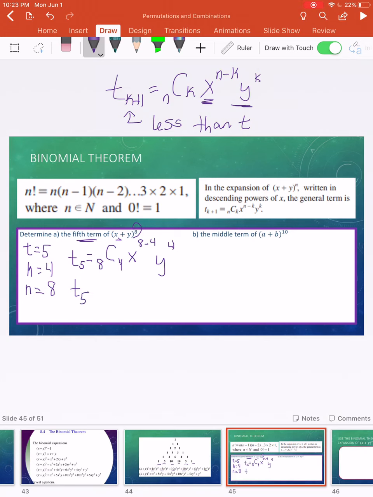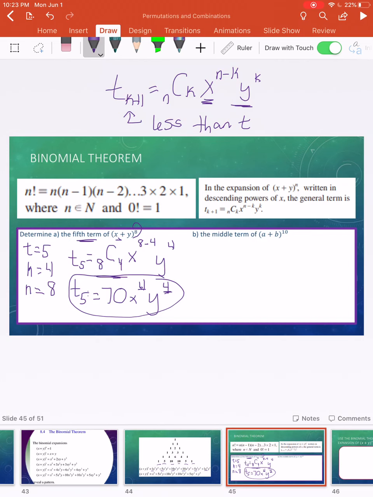On my calculator, I'm going to type 8 choose 4. Go ahead and type that in, and you should get 70. 8 minus 4 is of course 4, so x to the power of 4, and y to the power of 4. Because I have no exponents inside my brackets, my exponents should end up adding to the n value, the 8 on the outside of the brackets. So that is my fifth term.